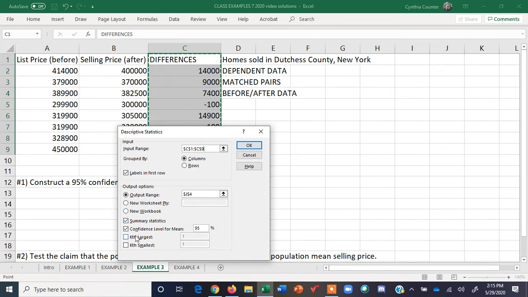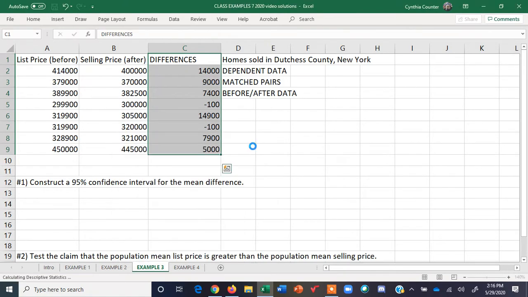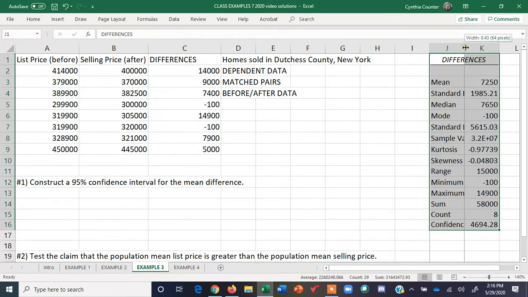I want both summary statistics and I want the margin of error, which is given to us by checking the confidence level for mean box. We're doing a 95% confidence interval. This value is also the default. Let us click, oh, I need to say where I want my output to go. I don't want it to override anything, so I will put it over here in J1. Click OK. And here is our output.